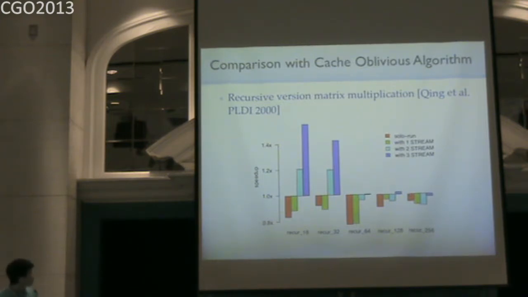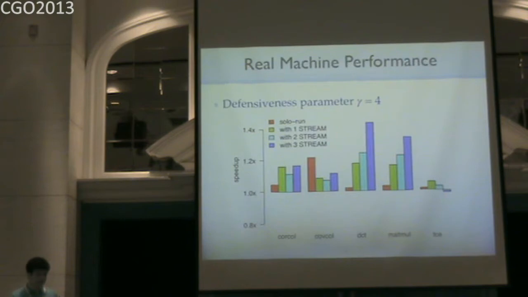What we found is that in some cases it's actually very good. For co-run with 2, 3 streams, with recursion thresholds 16 and 32, we see a pretty large improvement compared to the base tiling that isn't defensive. But still, it's not as good as what we have from Bin's defensive tiling.